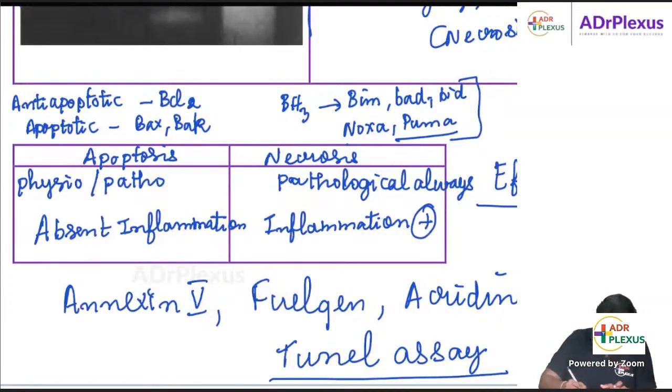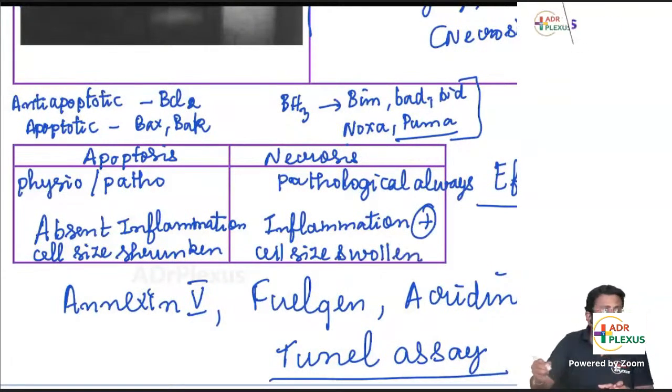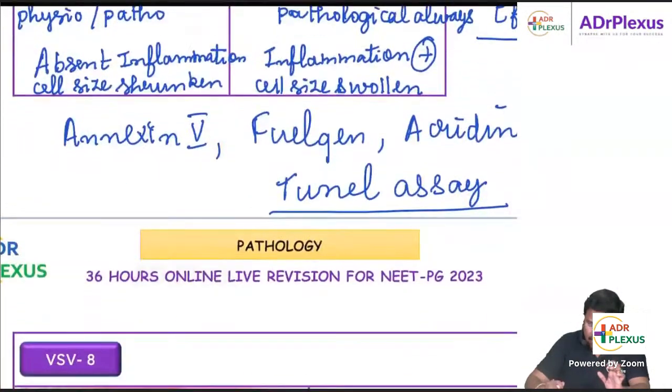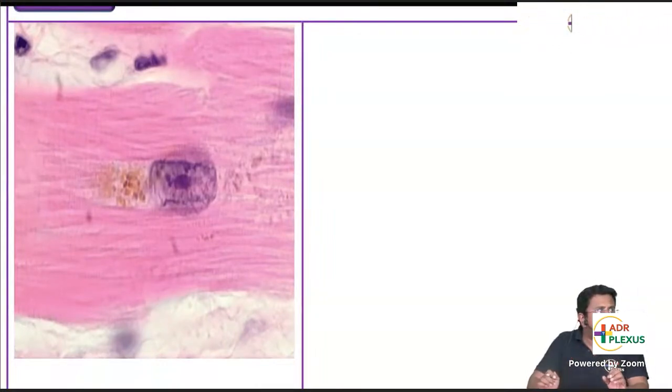The cell size will be shrunken in case of apoptosis, whereas the cell size will be swollen in case of necrosis. These are the important points we have to remember in case of apoptosis. Yes. So now coming on to the next image.